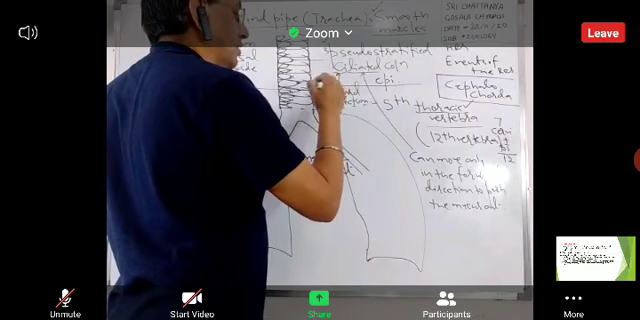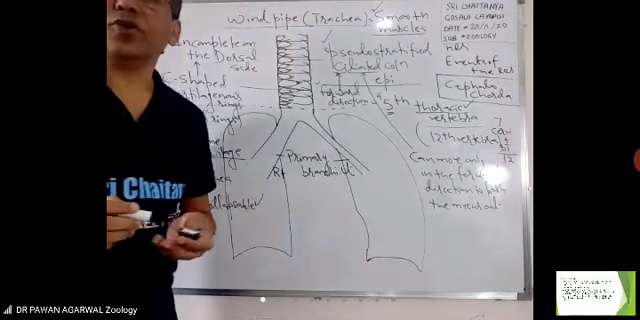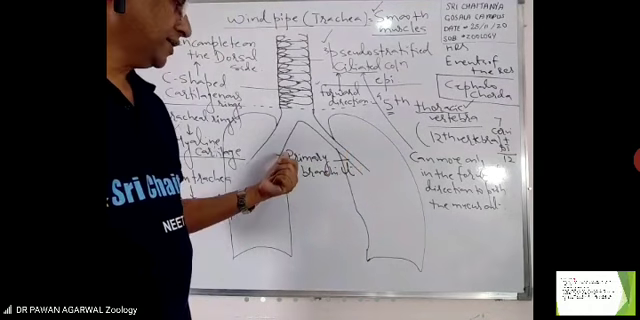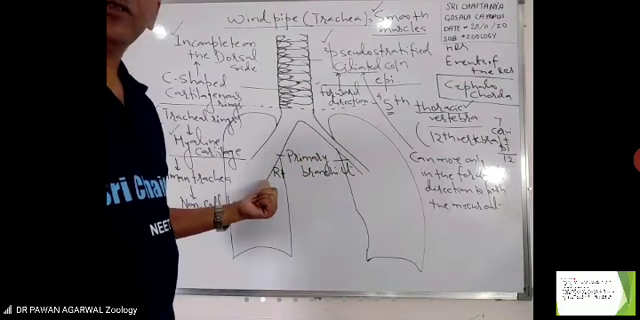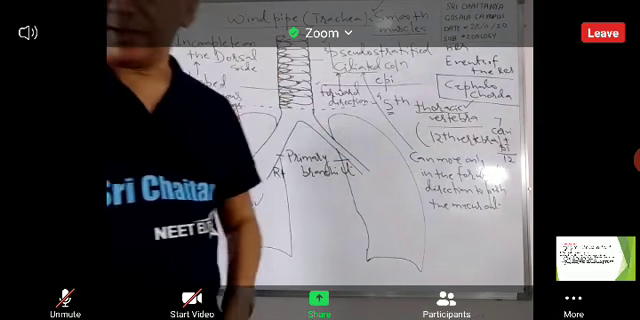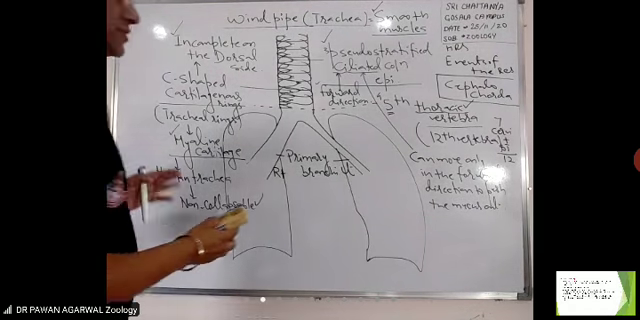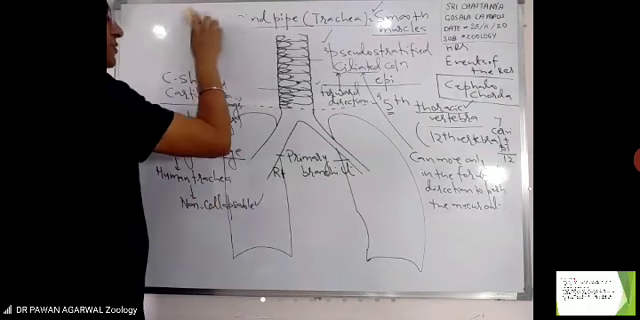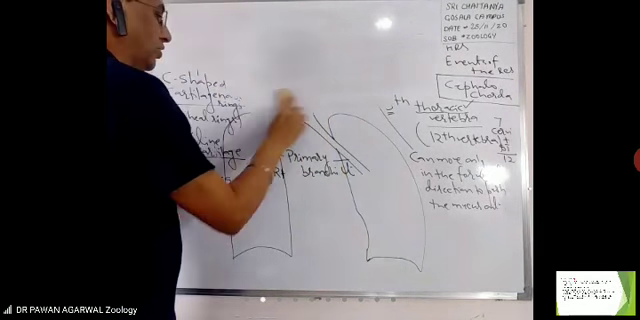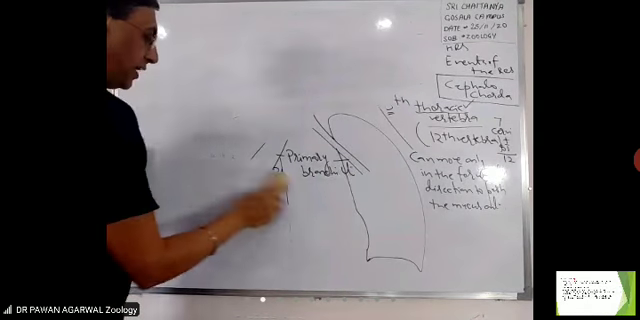Fourth important point that I have already told: at the level of the fifth thoracic vertebra, the trachea divides into two primary bronchi. The right primary bronchus enters the right lung, and the left primary bronchus enters the left lung. So these are the points you have to remember related to the trachea, which is also known as the big pipe.